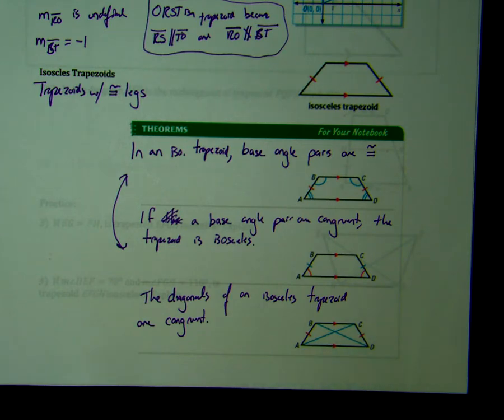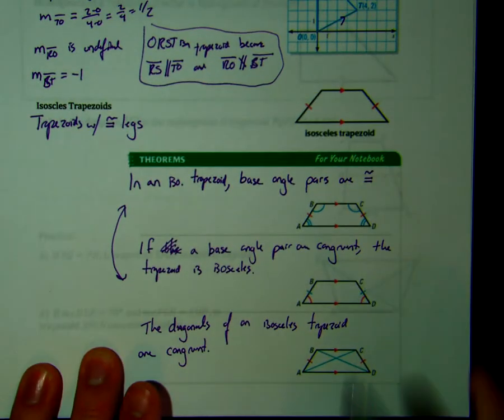So if you only knew that the diagonals were congruent, you can narrow it down to being either an isosceles trapezoid or a rectangle. You would have to look at something else about the diagonals as to whether they bisect each other or not.